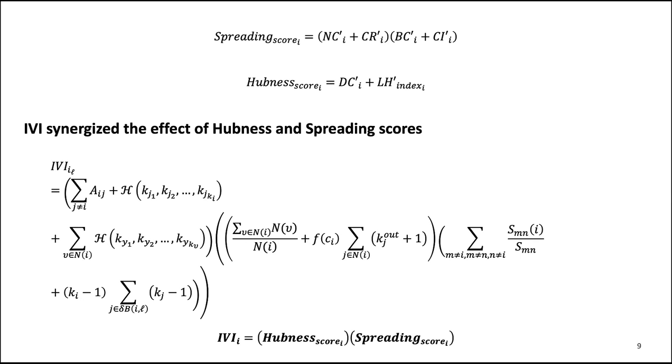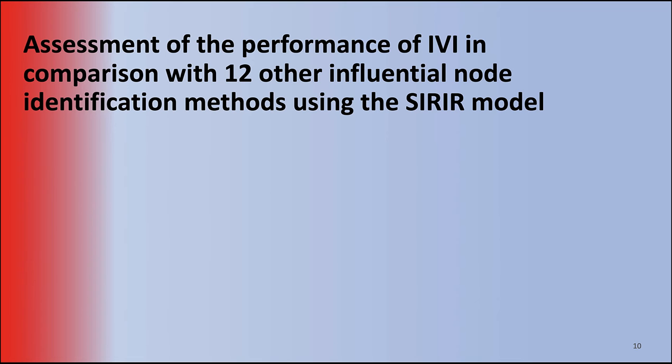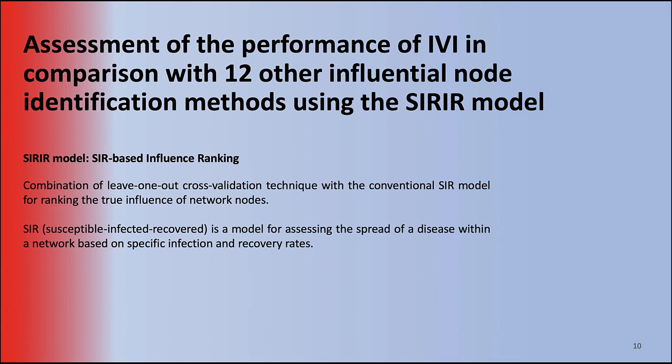In this work, we defined that the nodes with simultaneously high spreading and hub scores are the most important influencers within a network. Then we assessed the performance of IVI in the identification of the most influential nodes in comparison with 12 other contemporary methods using the SIRIR model. To define the SIRIR model, we can say that SIRIR, or SIR-based influence ranking, is the combination of leave-one-out cross-validation technique with the conventional SIR model for ranking the true influence of network nodes.